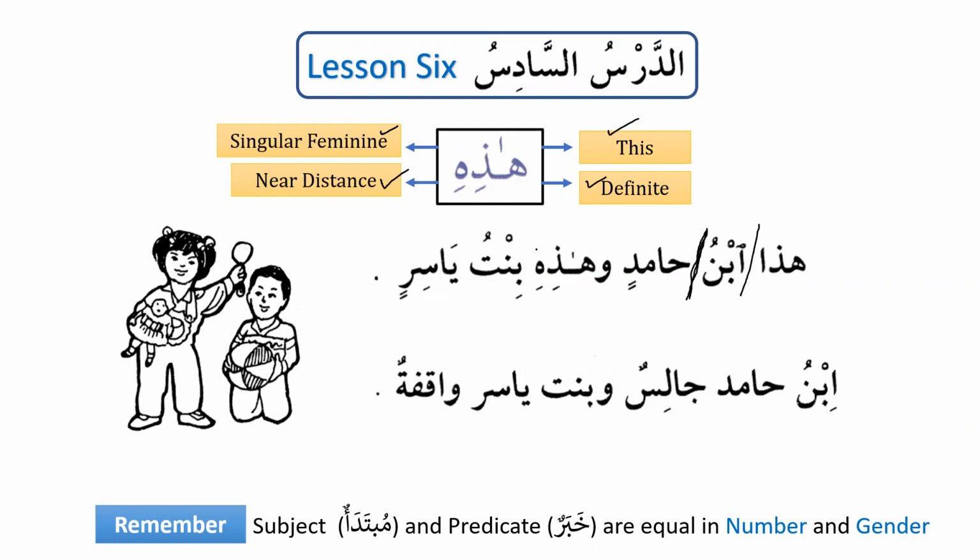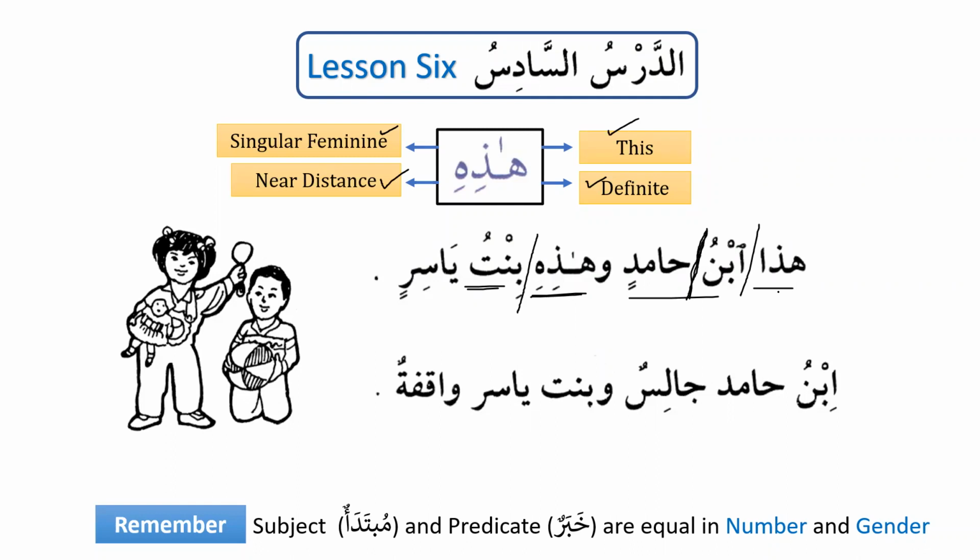We say هذه بنت ياسر. Why do we have to put هذه? Because we know that subject and predicate are equal, so they are equal in gender. So when we have the feminine as predicate, as khabar, then the subject also has to be feminine, or vice versa. Here, because Ibn Hamidin is masculine, that's why the subject has to be masculine.